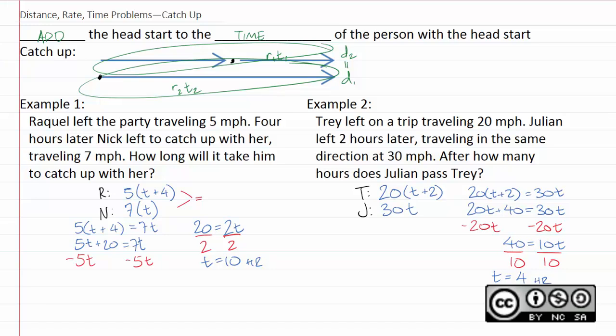I find it helps me to remember that you'll always see sort of a reciprocal relationship between rates and times. For instance, Julian's rate is higher, but Trey's time is higher. Raquel's time is higher, but Nick's rate is higher. You'll always see that sort of opposite there.